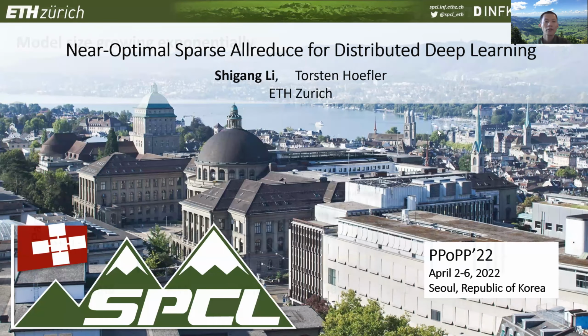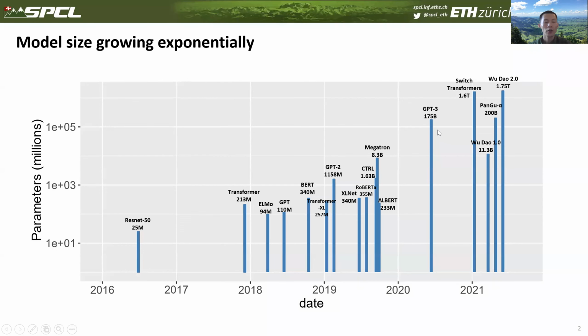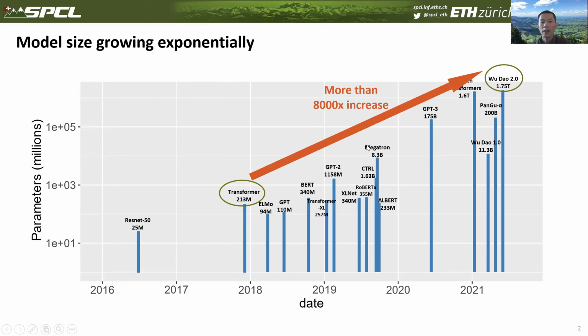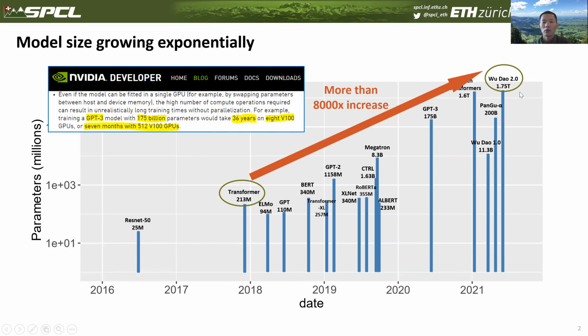First, let's look at the evolving trend of modern neural networks. The model size is growing exponentially. Compared with the vanilla transformer model, the model size of a recently released model, Wudao 2.0, has increased by more than 8,000 times. So training for these monsters is both time-consuming and money-consuming.